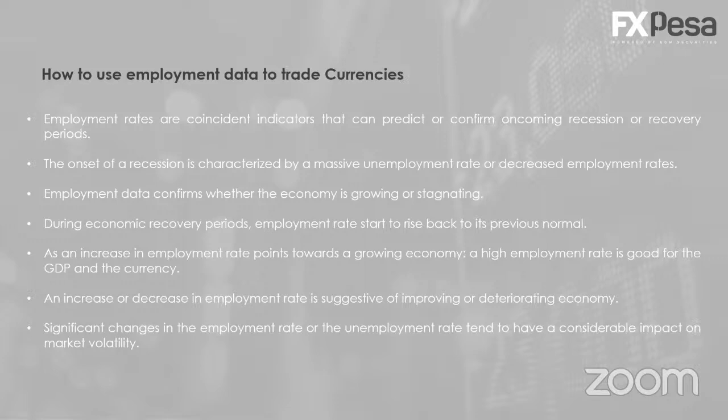So the onset of a recession is characterized by a massive unemployment rate or decreased employment numbers. So when there is a recession, or when the recession is looming, you'll notice that most people will tend to either lose jobs, or most companies within different sectors may be hiring less and less numbers. So employment data confirms whether the economy is growing or stagnating.